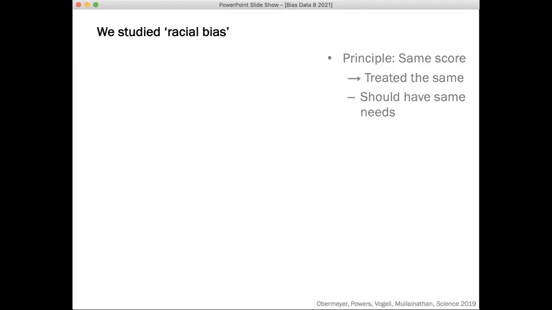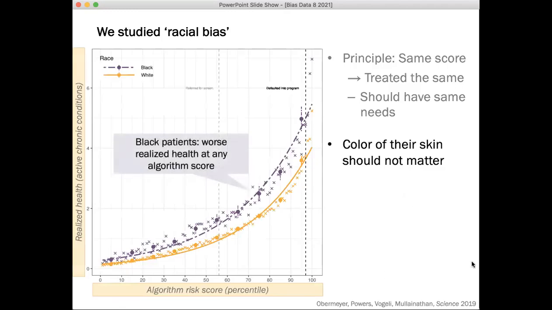So given that we're using that score to make a decision about who needs help with their health needs, two people with the same score should have the same needs. So that's what a fair algorithm would look like. And specifically, the color of their skin should not matter for that decision. It's just about the score. The score should find people who have the same needs. It should prioritize them at the same level. And we shouldn't care whether that person is Black or white or male or female or anything else. That is not what we found.